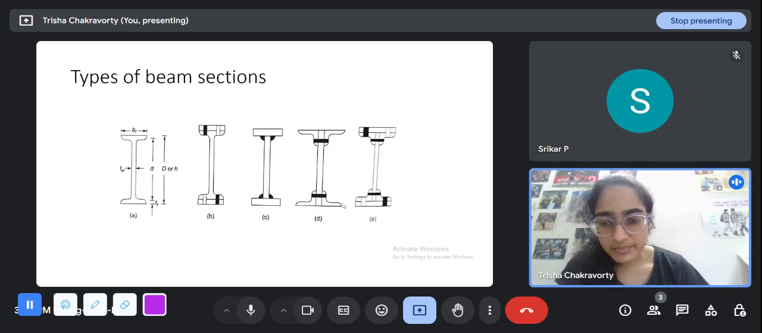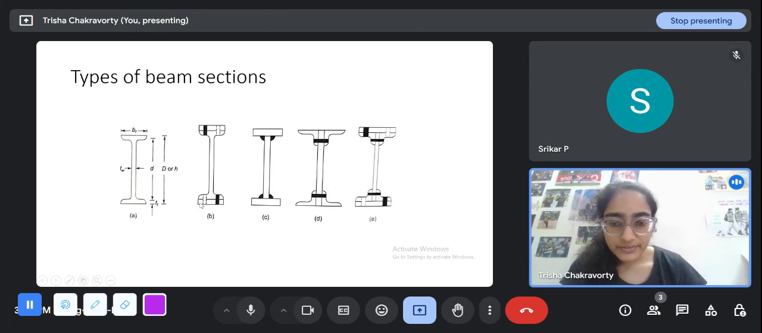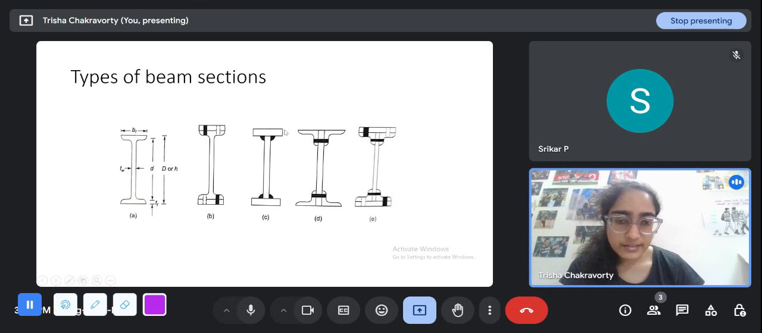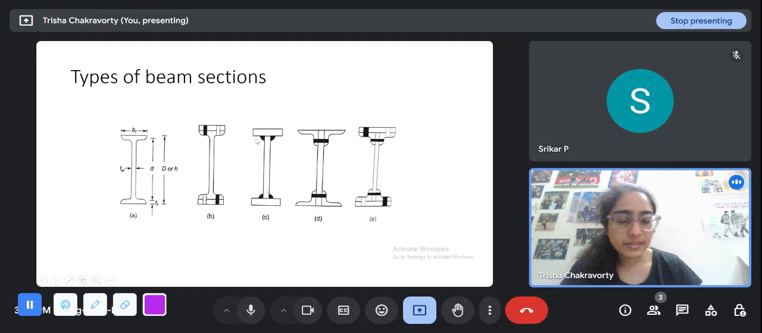These are some types of beam sections. This is just an I joist. This is an I section with two plates attached at its ends with bolts, and then this is a built-up section. This is one plate, this is another plate, this is another plate, and they have been welded in such a manner that they act as an I section.